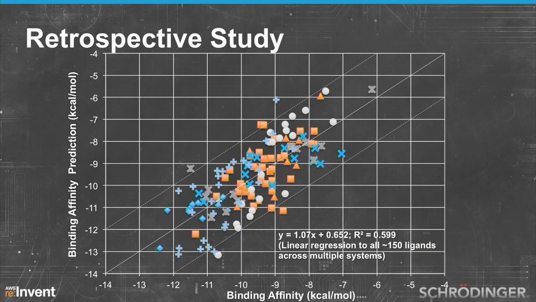This is one of the retrospective studies we are doing. We try to compare how good our prediction is compared to the experiment. The x-axis you see here is the experiment number, and the y-axis is the prediction. As you know, the experiment usually has a half-unit error. In our prediction, 70% of them are within 1 unit. And the correlation is very high, almost 0.6.